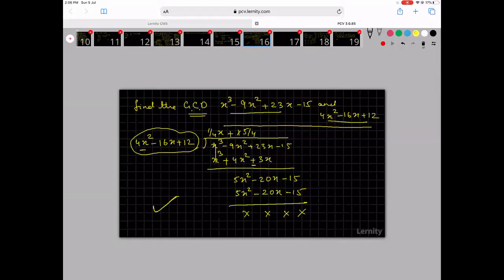See, when you divided it, the remainder was 0. Remainder is 0 means what? This number itself can divide this. So if this number itself can divide this, very clearly the GCD will be the smaller polynomial itself, the polynomial with the smaller degree. So 4x square minus 16x plus 12 is the GCD.